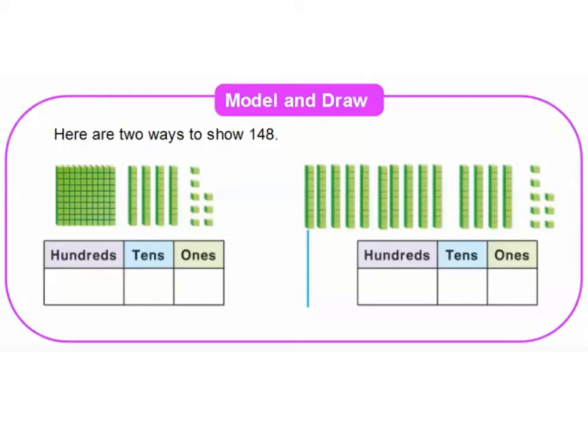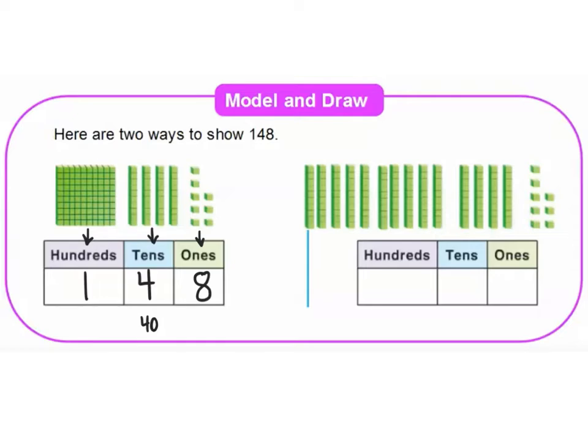Model and draw. Here are 2 ways to show 148. So we look at our base 10 blocks and we count them to figure out how many 100s, 10s, and 1s we have, just like how we've been practicing. So for the first picture, we have 1 100 block. How many 10 blocks do we have? 4 10 blocks, which is the same thing as saying 40. And how many 1 blocks do we have? 8 ones.